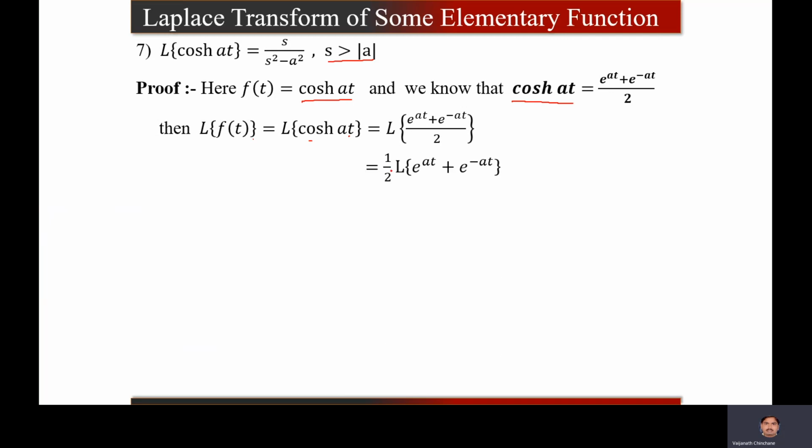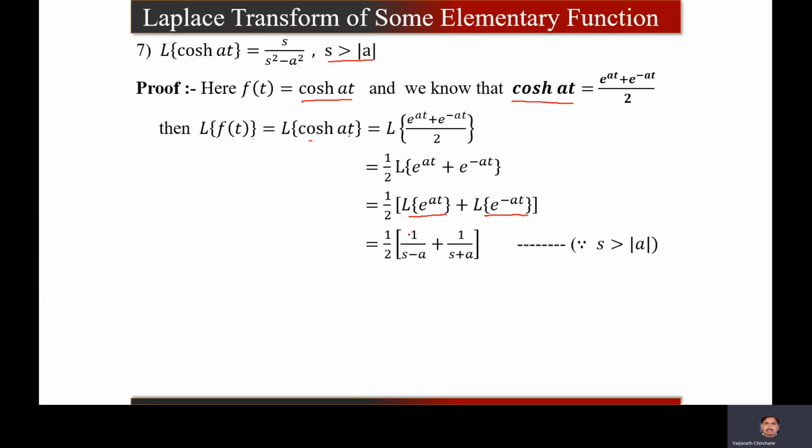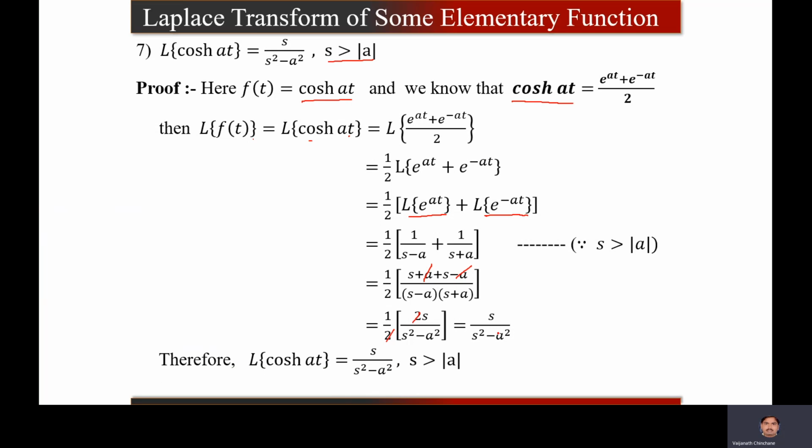Right, everybody? Again, we take 1 by 2 common and the Laplace of e raised to at plus e raised to minus at. Again, by linear property of Laplace transform, we separate it. So, L of e raised to at plus L of e raised to minus at. Again, we know that L of e raised to at and L of e raised to minus at give 1 upon s minus a plus 1 upon s plus a, and this 1 by 2 as it is. So after multiplication of these two, we have s plus a, s minus a. Now plus a minus a get cancelled here. Total 2s, and therefore 2s divided by 2, the 2 again cancels. We have s upon s square minus a square. Okay, and therefore Laplace of cos hyperbolic at is equal to s upon s square minus a square for s greater than or equal to mod a.